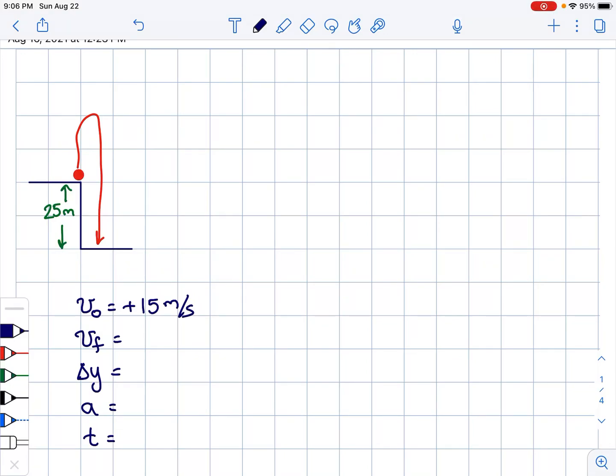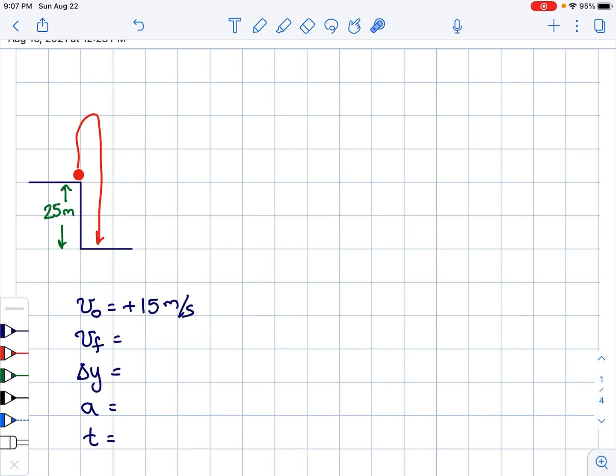So in this problem, I want to show you how we can find the time that an object is in the air. So what we have here is a ball. It starts right here. It's thrown upwards, and it goes up, up, up, up, and then it turns around and comes all the way back down to the ground. And the place that it started right here was 25 meters above the ground.